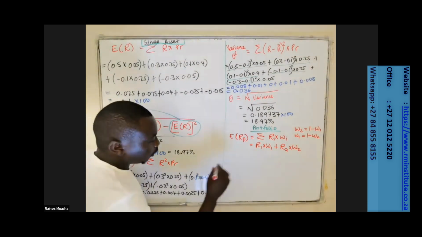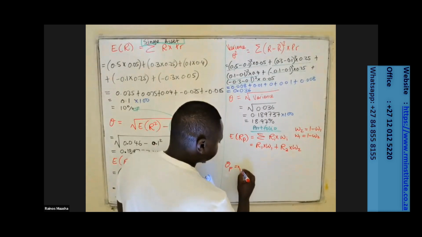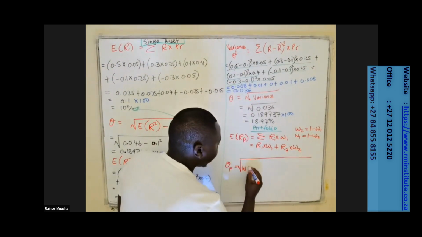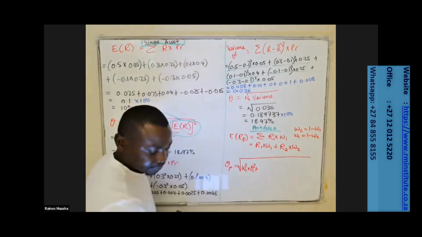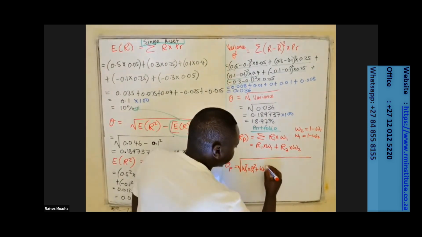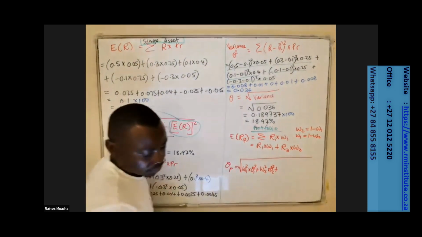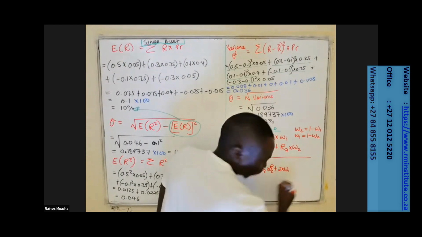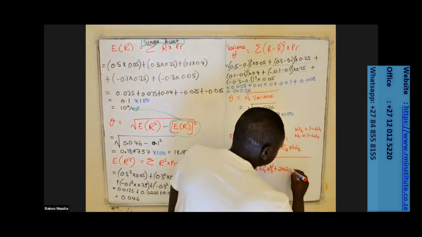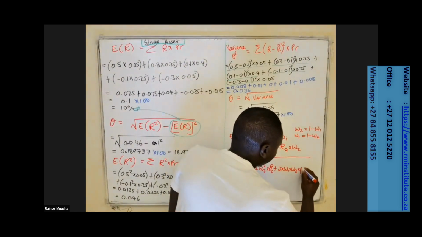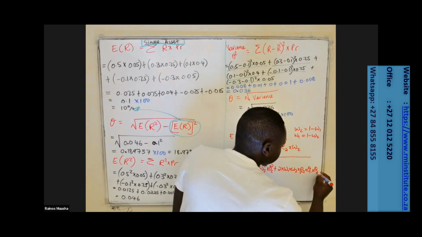Now, for your portfolio, the standard deviation of the portfolio would be given as the square root of the weight of asset 1 squared times the standard deviation of asset 1 squared, plus the weight of asset 2 squared times the standard deviation of asset 2 squared, plus 2 times the weight of asset 1 times the weight of asset 2 times the correlation coefficient between asset 1 and 2 times the standard deviation of asset 1 times the standard deviation of asset 2.